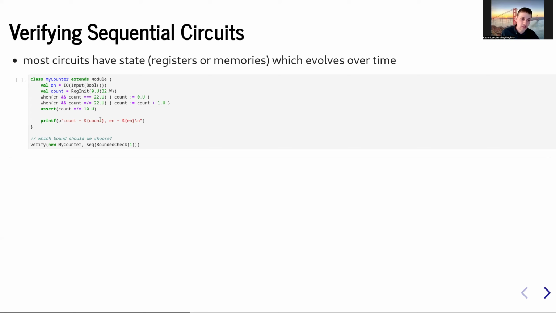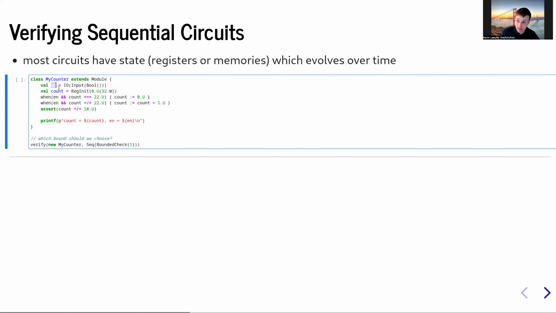So here we have a simple example, which is a counter. What does this counter do? It has an input called enable. It has a register called count, and the register starts at 0. And then we have these 2 ways of updating the register. If enable is true and the count is 22, then we'll set the count to 0. If enable is true and the count is not equal to 22, then we'll just count up by 1. And for now, we also have this printf here that will just show us the count and the enable. And for now, we'll just say, okay, I never want my count to get to 10.